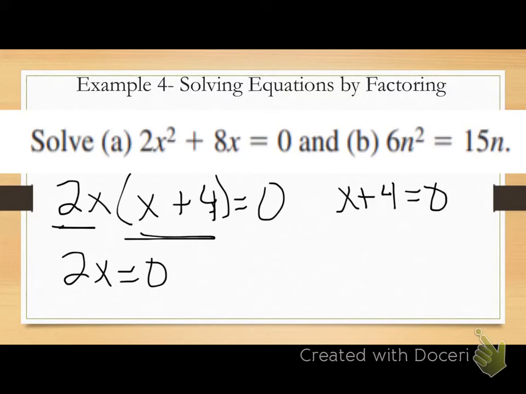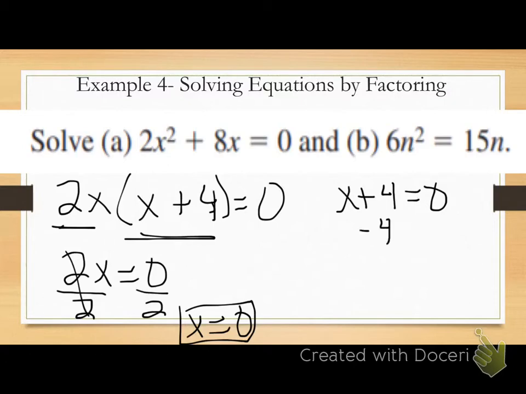For 2x equals 0, how do I get x by itself? Divide by 2 on both sides. What does x equal here? 0. There's one of my solutions. For x plus 4 equals 0, how do I get x by itself? Subtract 4 from both sides. What does x equal? Negative 4. There's another one of my solutions. I've now just solved my equation by factoring. That's it.